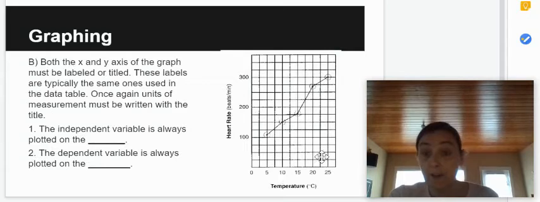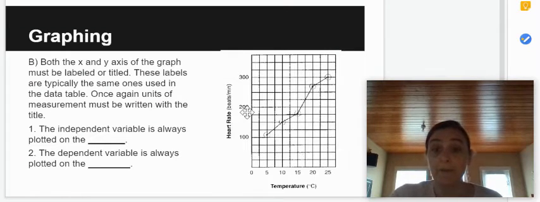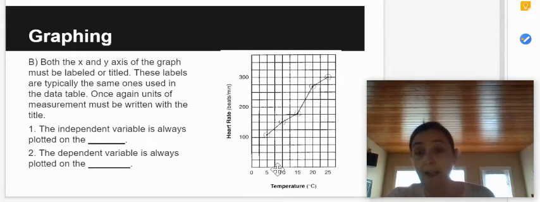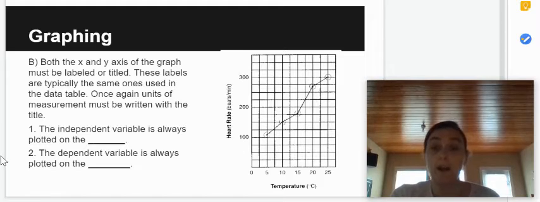And now this is a graph. So this is a line graph. We have numbers on the y-axis and we have numbers on the x-axis, and we've got a line that's been plotted out. That is a graph as compared to the table that we saw before.